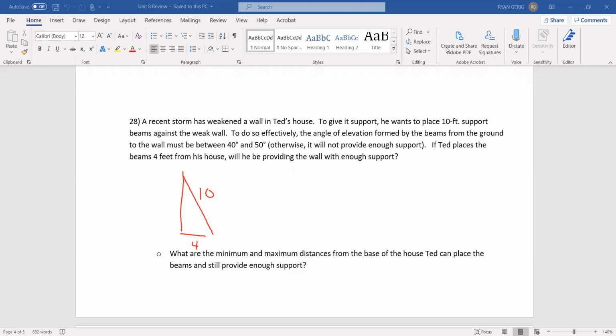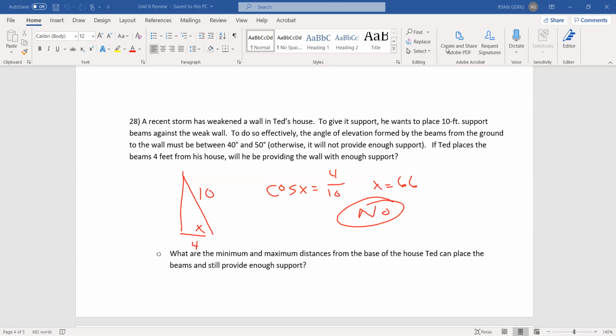So we're looking at what's the angle of elevation. It's got to be between 40 and 50 degrees. So we're using the cosine of x equals 4 over 10. So the inverse cosine of 4 over 10 is 66.4. So just 66 degrees. No, he is not. All right, it's too steep of an angle. It's not going to provide enough support.